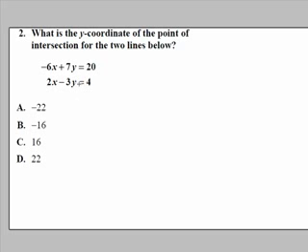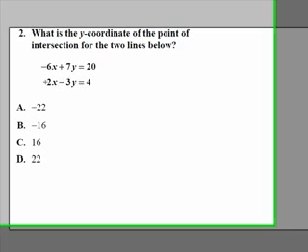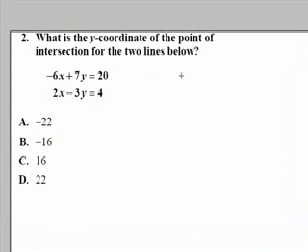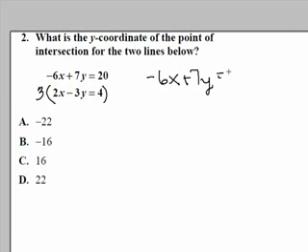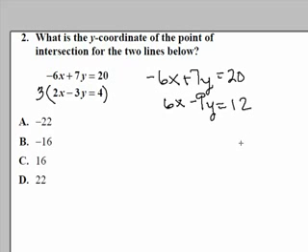In order for the x variables to eliminate, this term here needs to be a positive 6x. So I'm going to multiply the entire second equation by 3. I didn't do anything to the first equation, so it stays the same. The second equation becomes 6x minus 9y is equal to 12.